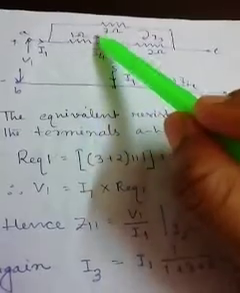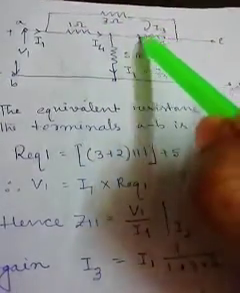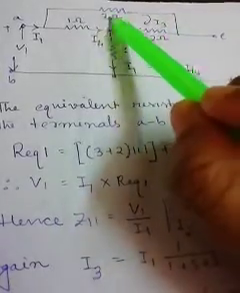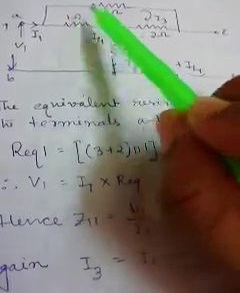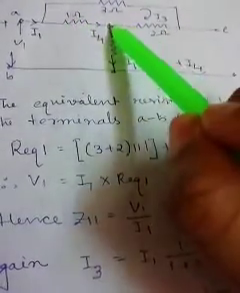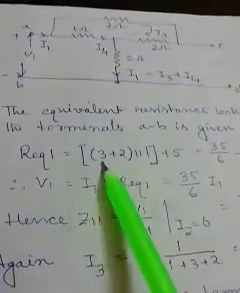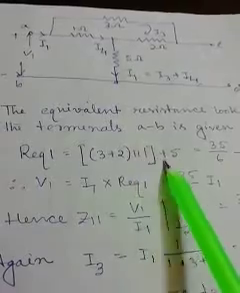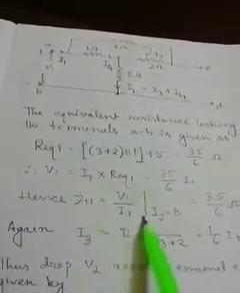Here it is easy: this 3 ohm and 2 ohm are in series, because both carry the I3 current. So this 3 plus 2 series combination is in parallel with this 1 ohm. This entire combination is again in series with this middle branch 5 ohm. So it is shown as 3 plus 2 parallel 1 plus 5, giving us 35 by 6 ohm resistance. So we get the value of Z11 in this way.